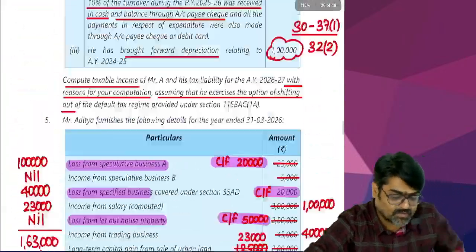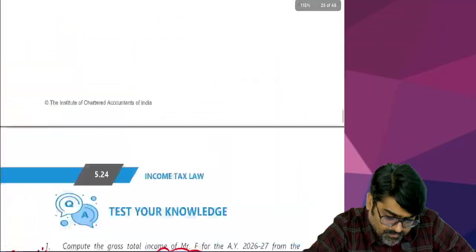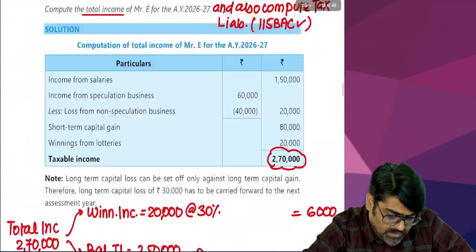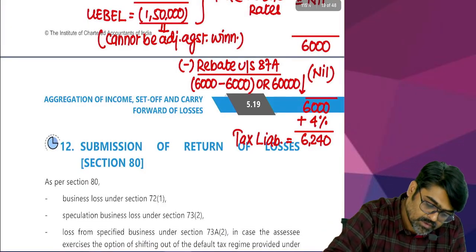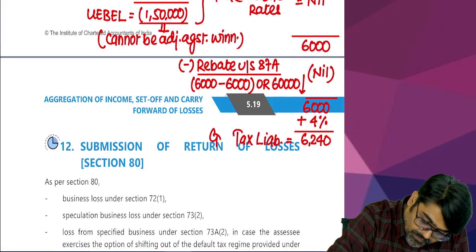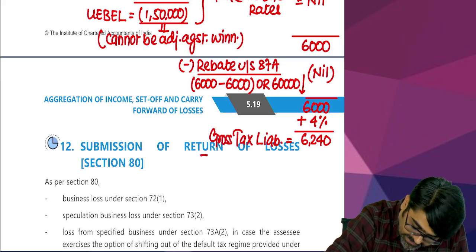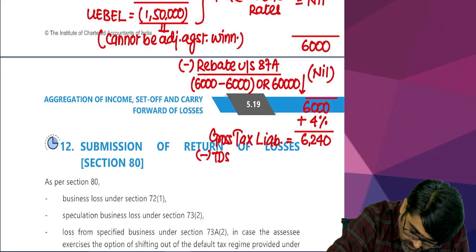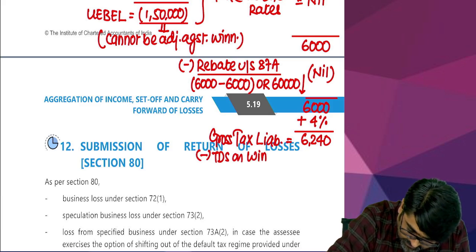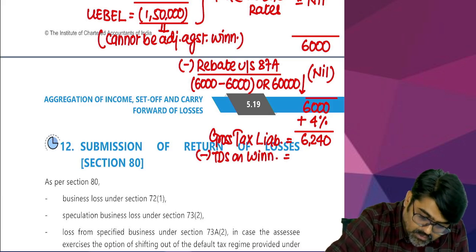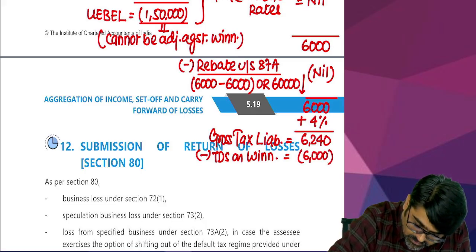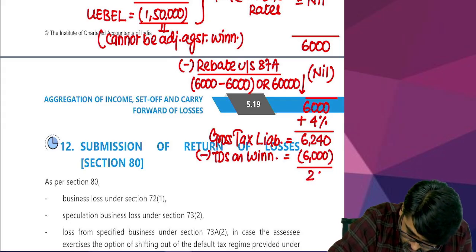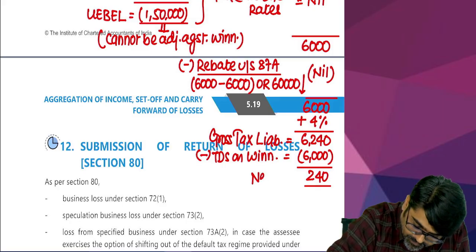And in the earlier question, which was that question? Tell me. Illustration number 5. Here also, can you see 6240? This is your gross tax liability minus TDS on what? Winnings. How much was your winnings? 20,000. On that, 30% would have been 6,000. So this would have been 240. Then your net tax liability is 240.